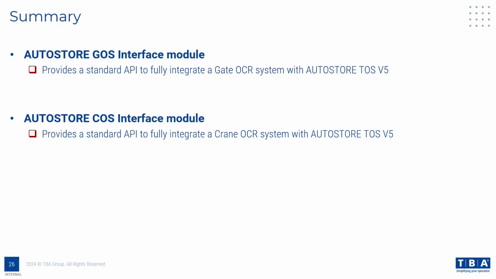So just to finish off, to summarise what we've spoken about, we now have these 2 standard modules within AutoStore: AutoStore GOS, providing a standard API for your gate OCR systems, and AutoStore COS for your crane OCR systems. And of course, not to forget the 2 other APIs we mentioned for the trucks and the pre-advice.